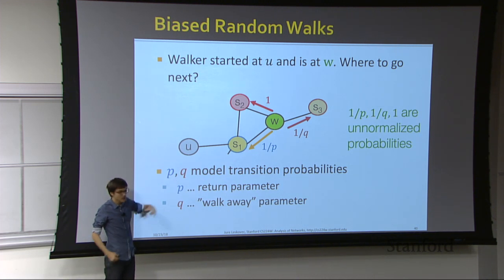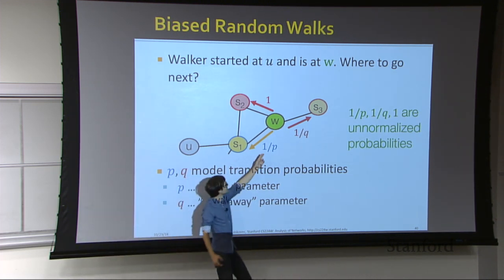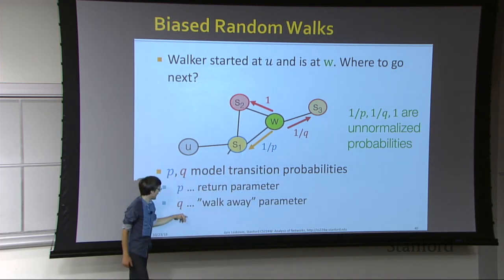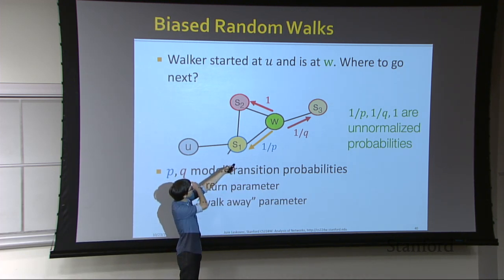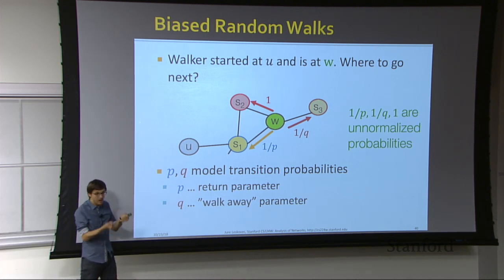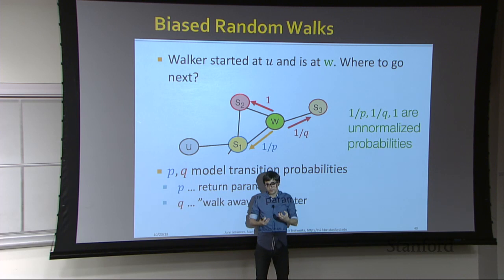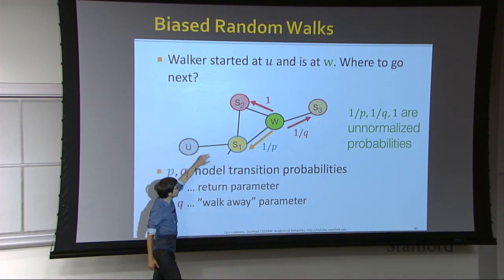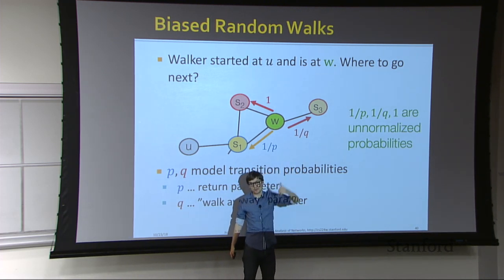And these P and Q are, again, model hyperparameters, where P is the return parameter, basically saying, let's make a step closer to where we started. And Q is the walk away parameter. It's like, we want to escape the orbit of U, let's move farther out, right? And now, by playing with these parameters, I can force the walk to stay close to where it started, or I can force the walk to go as far away as possible from where it started, right?